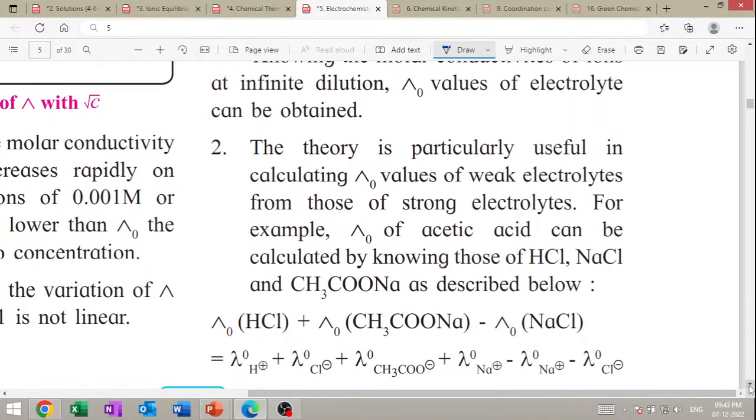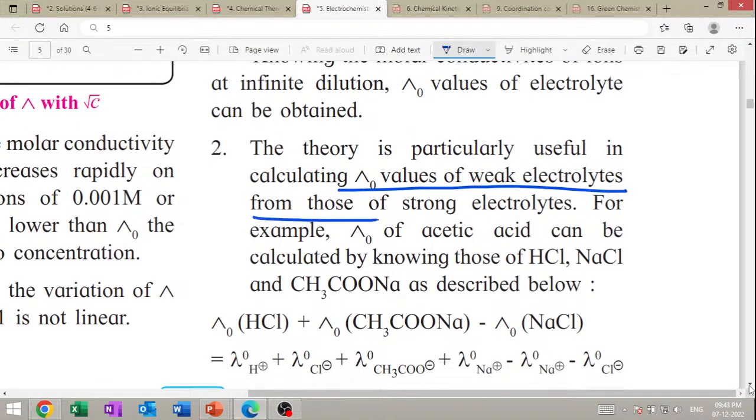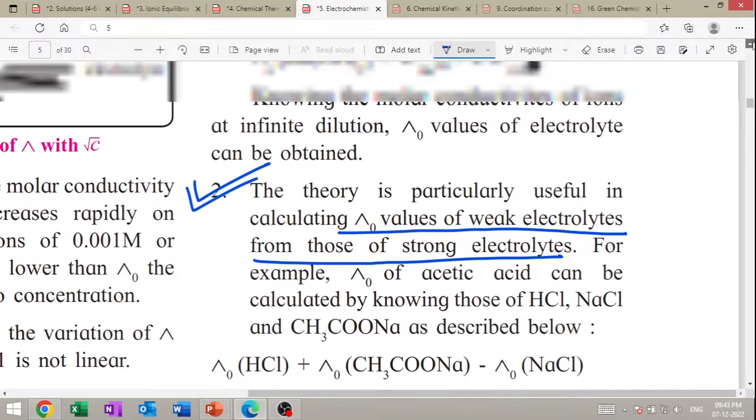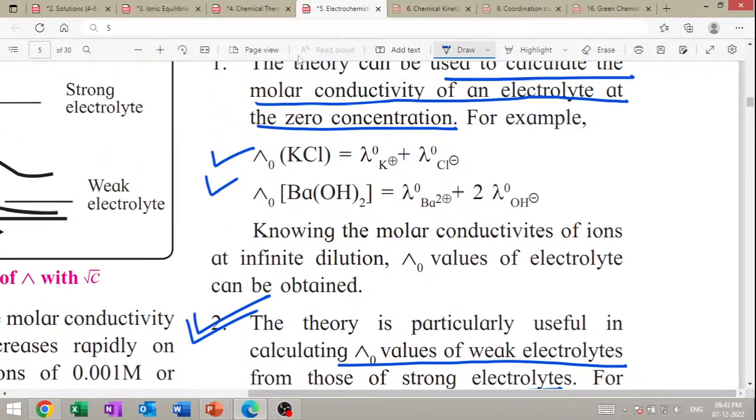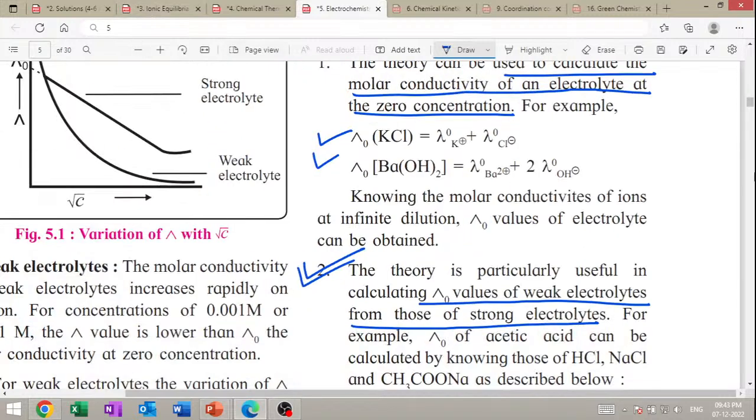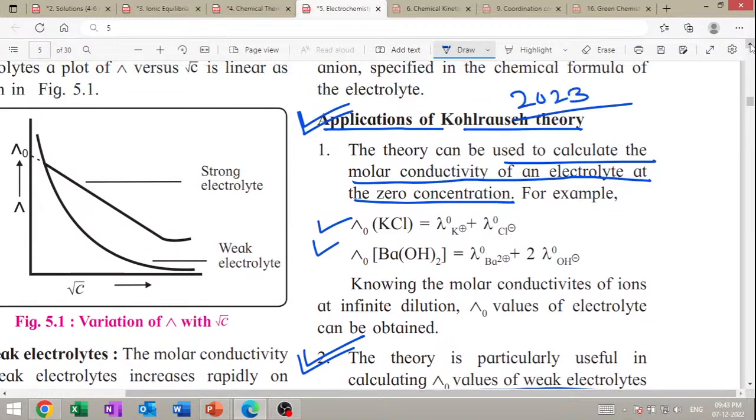Number 2, the theory is particularly useful in calculating the lambda naught values of weak electrolyte from those of strong electrolyte. So yes, those are the 2 applications. That's the Kohlrausch law. Understood? So please note the Kohlrausch law applications.